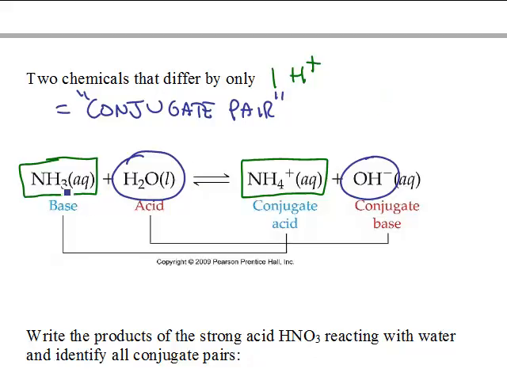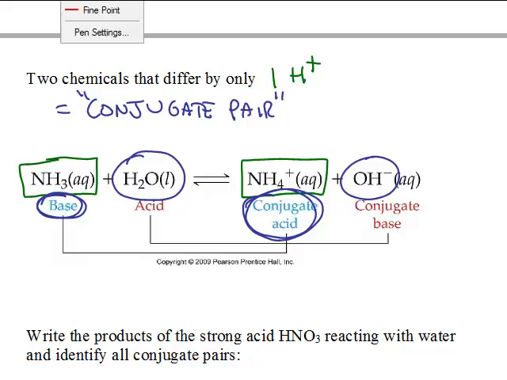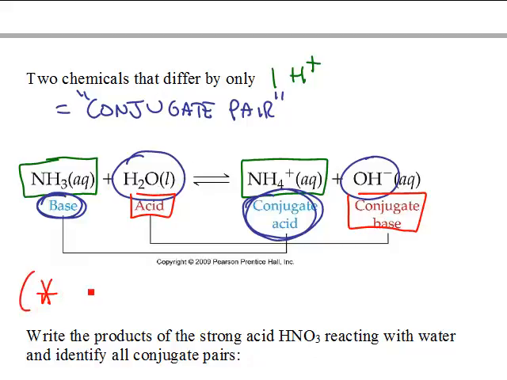So in this example, ammonia NH3 and NH4+, the ammonium cation, are a conjugate pair. Notice one is a base on the reactant side. Its conjugate is an acid on the product side. That's always going to be the case. H2O and OH- make up a conjugate pair. One of them is the acid, one of them is the base. The one with the extra H+ is always going to be the one that's the acid.